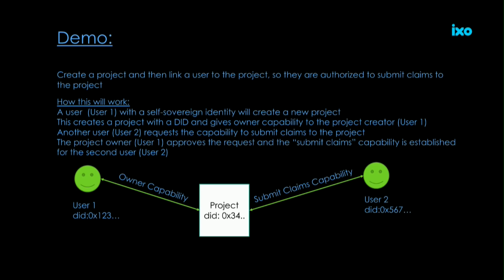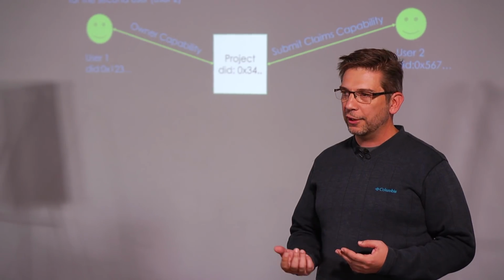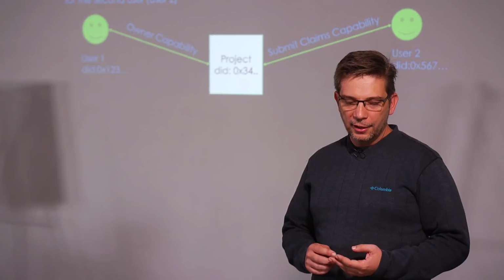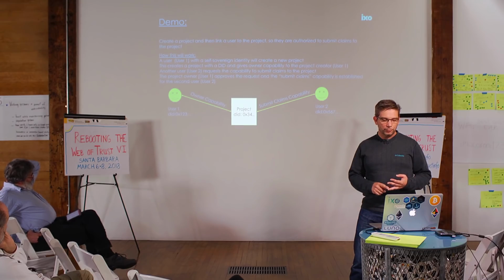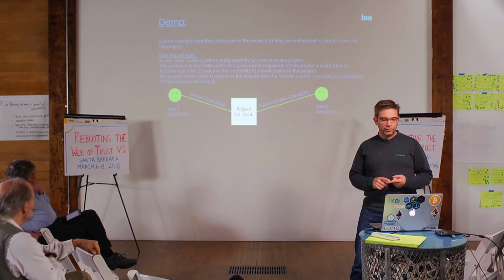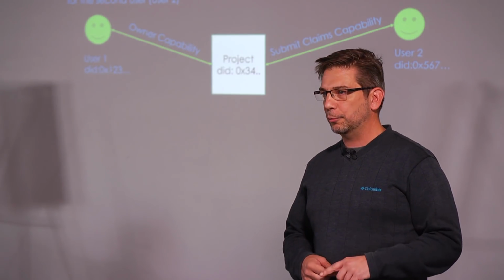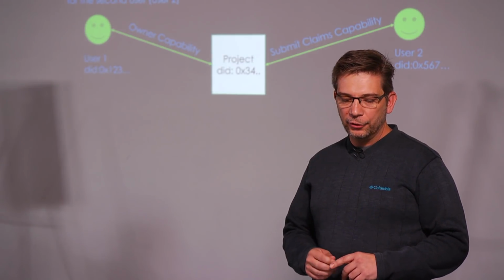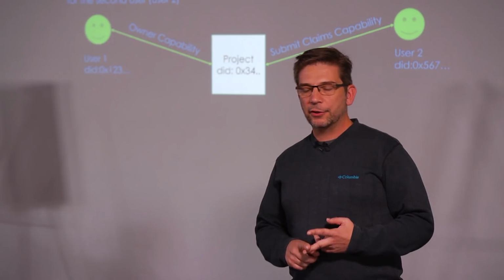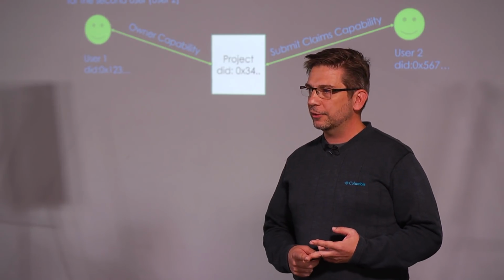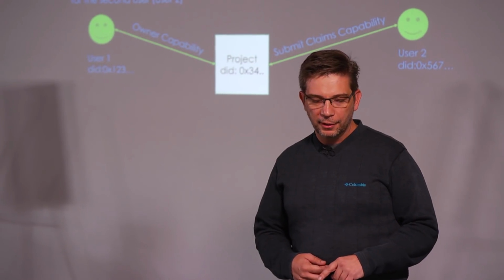What I'm going to demo is the creation of a project, linking a user to that project so that they're authorized to submit claims against that project. How this will work is a user with a self-sovereign identity will create a new project. This creates a project with its own DID and gives the owner capability to the project creator. Another user, user 2, will make a request to submit claims against that project, which are then going to be subsequently authorized by the project owner.